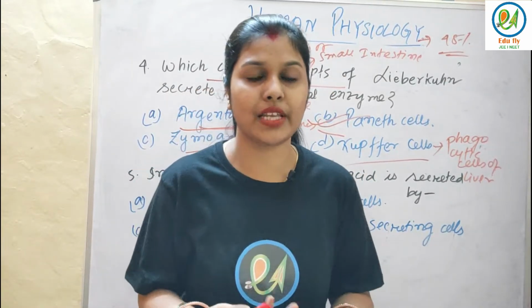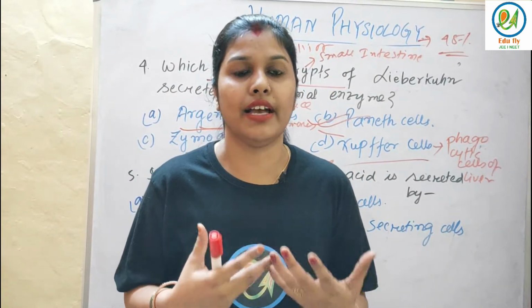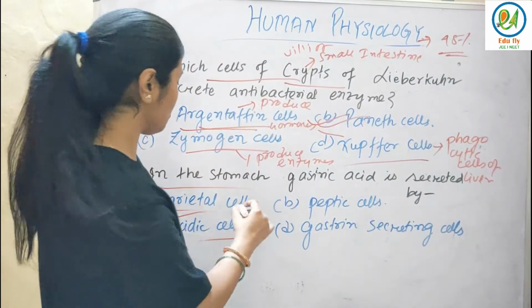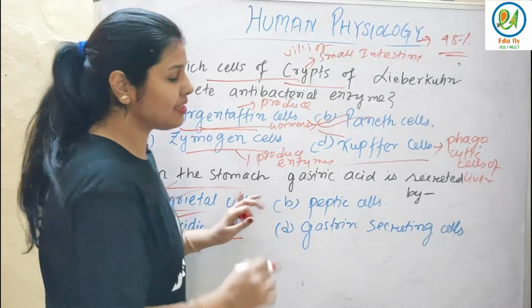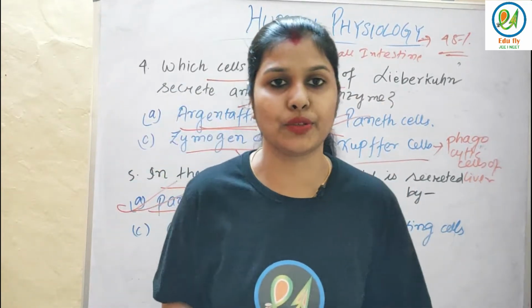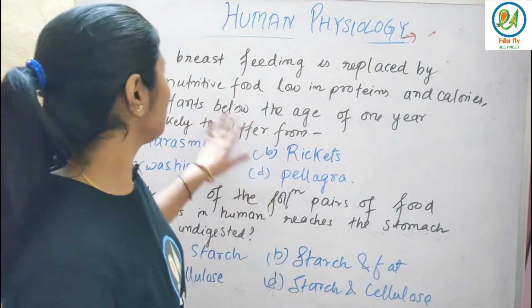What does the parietal cell do? It makes the food of the stomach acidic. So, the answer is parietal cell. Gastric acid is secreted by parietal cells. So, now let's see the next question.